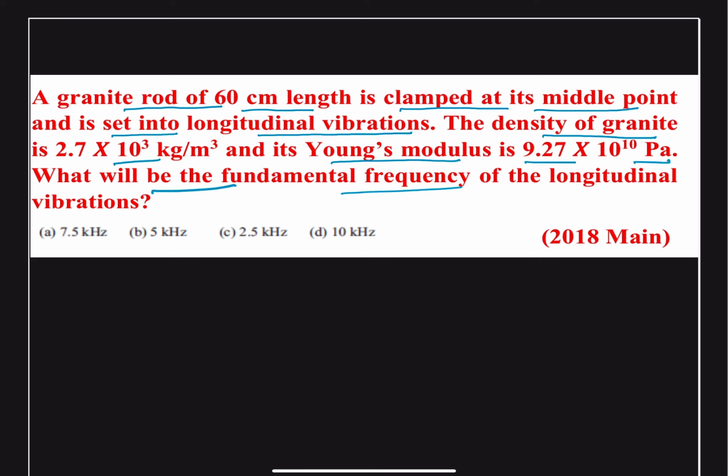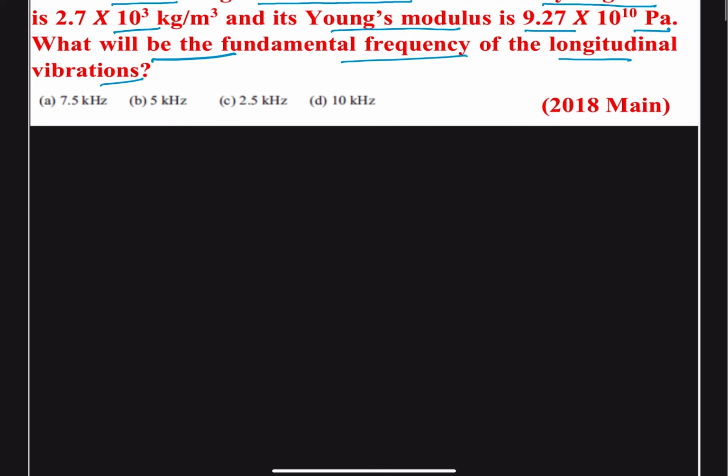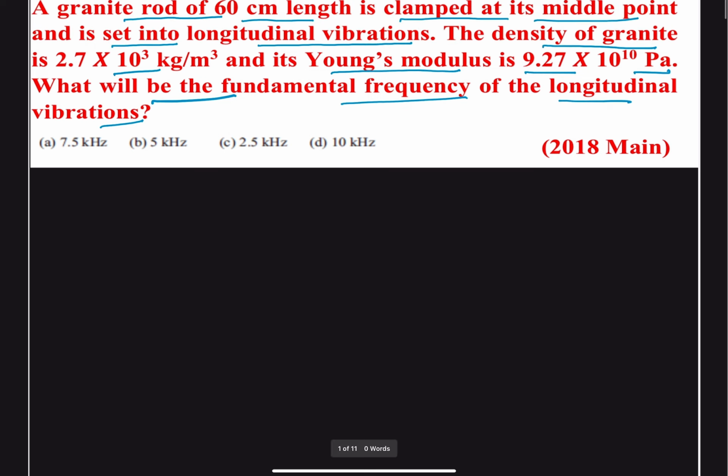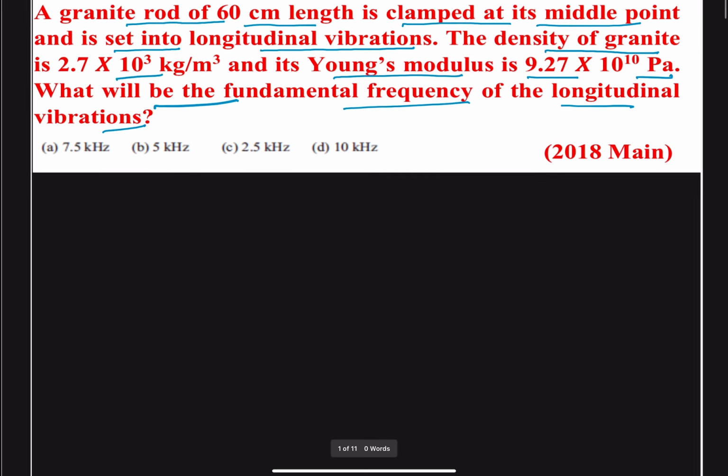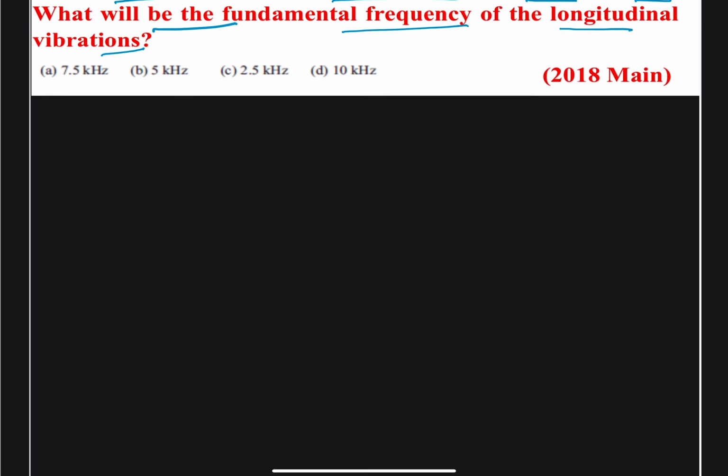So this question is more or less based directly on the formula itself. We are given a granite rod and it's clamped at its middle point. So clamped at the middle point, it will look something like this. This will be our node point N, and these two will be our antinode points, and the total will be lambda by 2.